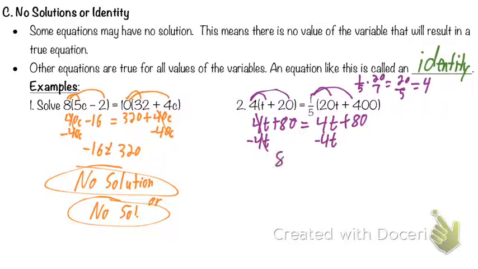4t minus itself is 0. 80 equals, well, 4t minus itself is 0 again. 80. We got down to another equation that's just numbers, no variables. What's different about this equation, though? It is true, right? 80 does equal 80. So anytime you get down to an equation with no variables, but it's true, this is our infinitely many solutions.